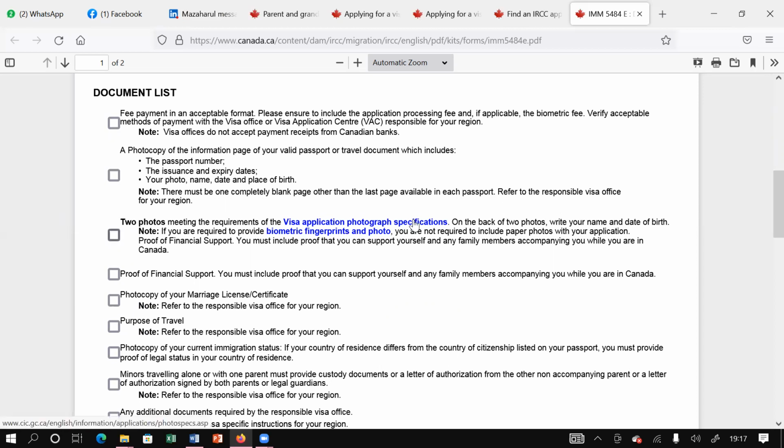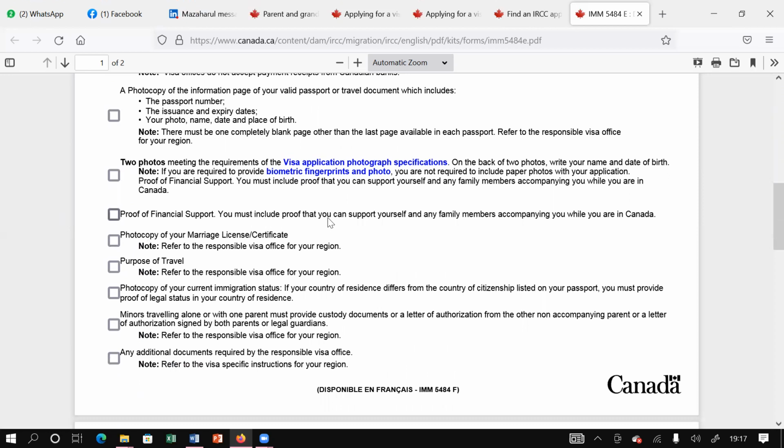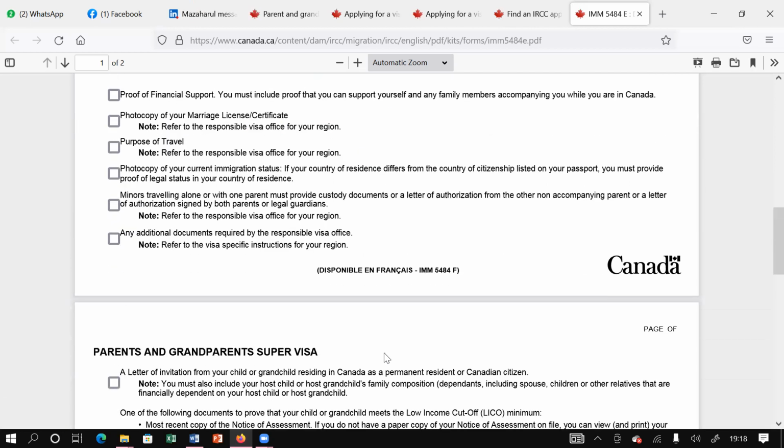2 photos. The photo specifications are given. Proof of financial support. You must include proof that you can support yourself and any family members accompanying you while you are in Canada. That is the employment letter or income tax certificates. Photocopy of your marriage license or certificate. Purpose of travel. Photocopy of your current immigration status. If your country of residence differs from the country of citizenship, you must provide proof of legal status in your country of residence. Minors traveling alone or with one parent must provide custody documents. Any additional documents required by the responsible visa office.